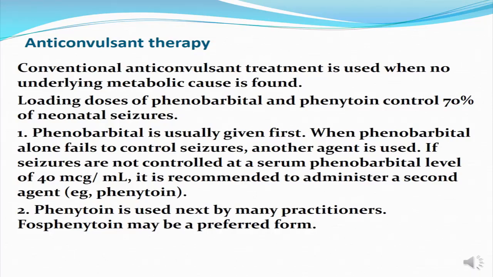Phenobarbital is usually given first. When phenobarbital alone fails to control seizure, another agent is used. If seizures are not controlled at a serum phenobarbital level of 40 micrograms per ml, it is recommended to administer a second agent, phenytoin. Phenytoin is used next by many practitioners. Fosphenytoin may be the preferred form.